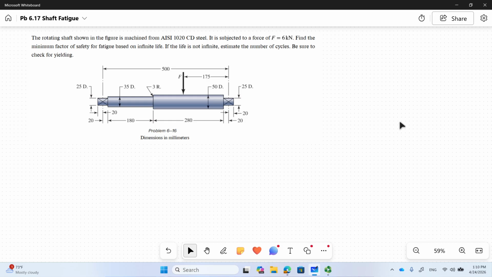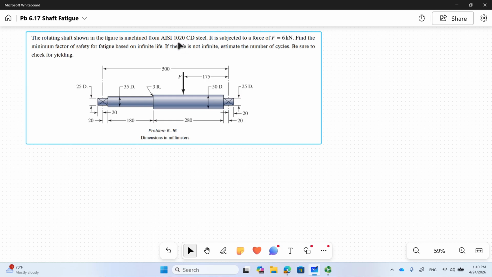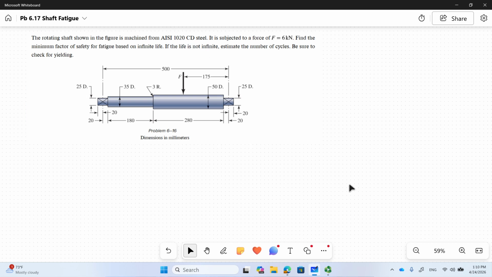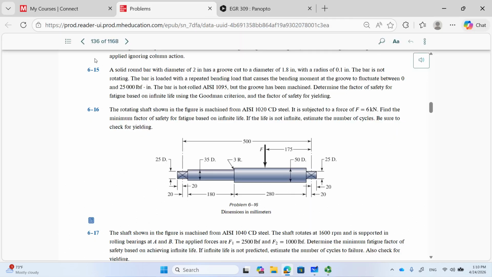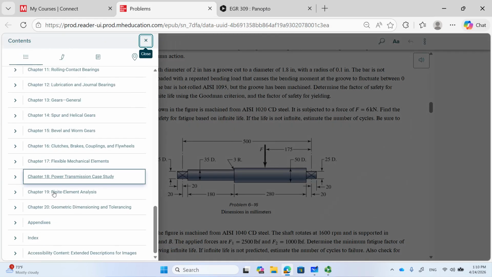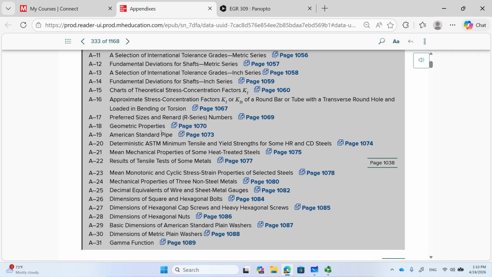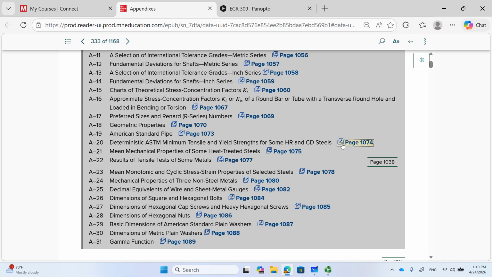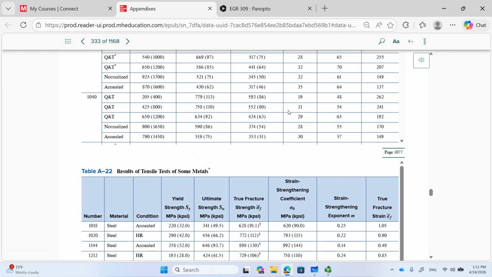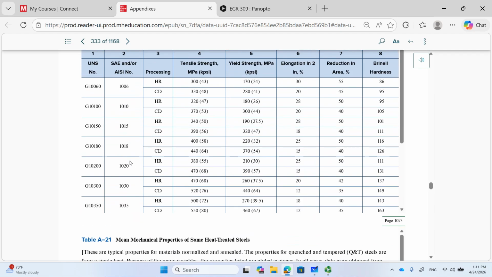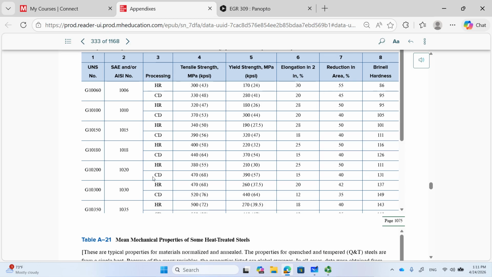Some data about our material, 1020 cold round steel. We need to know what the SUT, tensile strength, and what the yield is. So let's go to the book. I have to go to the appendix, where was it? Is it 820? 820. Go here, for 1020 cold round. You see the tensile strength is 470. We have to write this down.